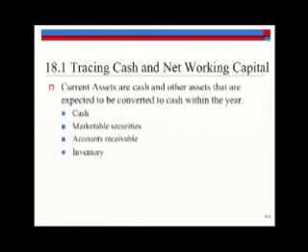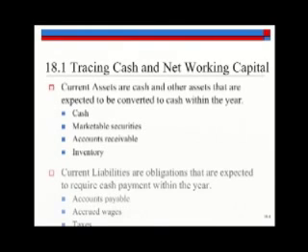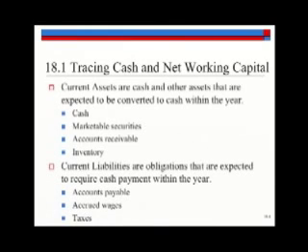So let's talk about current assets. Current assets are cash and items that are closely related to cash, things that are expected to be converted to cash within a year or the operating cycle, whichever is sooner. So we have cash, we have marketable securities, we have accounts receivable, and the least liquid of those four is inventory. And then in the current liabilities section we have accounts payable, we have accrued wages, and we have taxes payable.